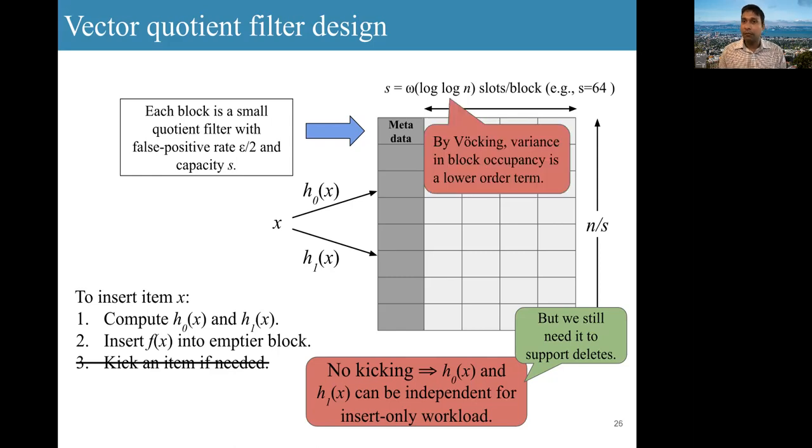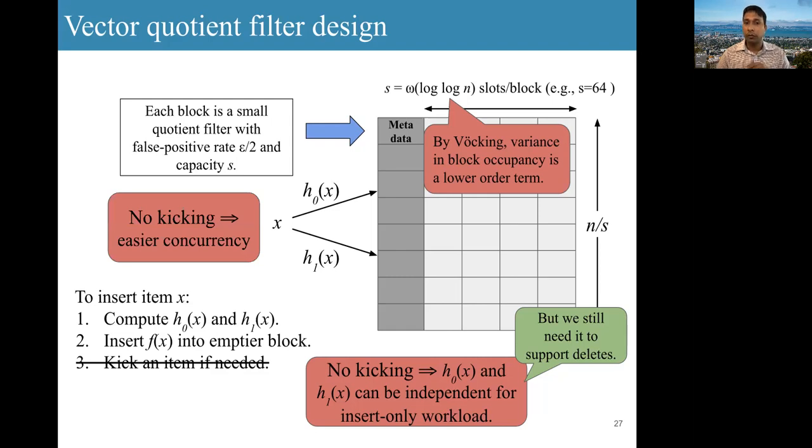Now, there's a result from the power of 2 choices literature which shows that if the size of each of these blocks is big enough, which is omega log n in size, then we can prove that the variance in the block occupancy of these blocks will be a lower order term. What that means is that we can bring the data structure to a very high load factor without filling up any one block. By using this trick of power of 2 choice hashing, where the size of each block is big enough, we can reach a very high load factor without making any of the blocks full.